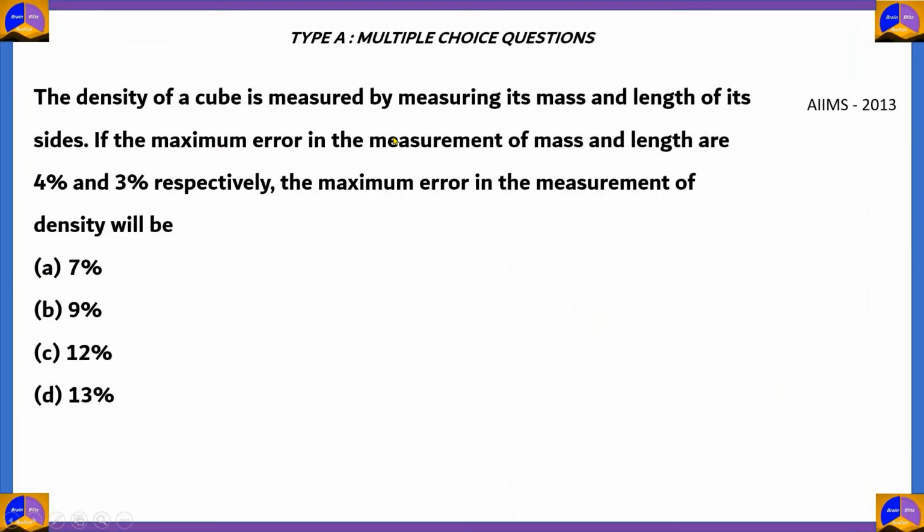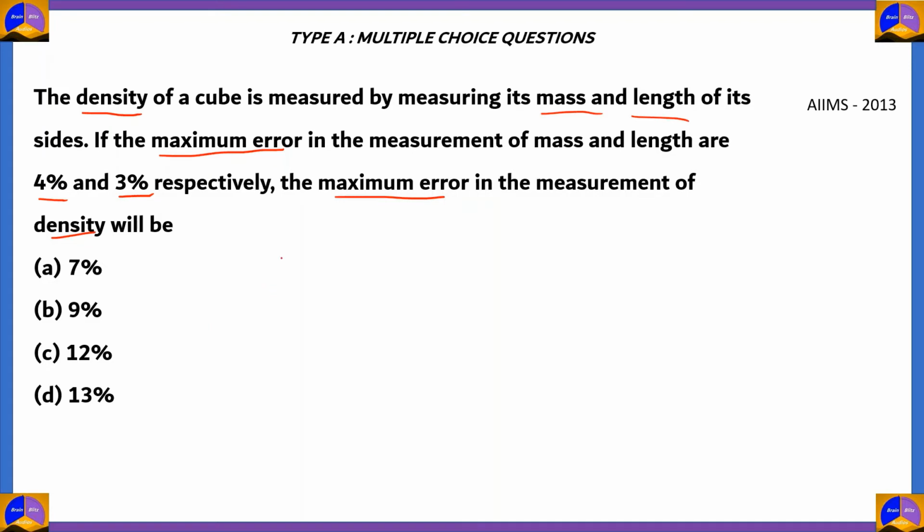So now let's move on to the next question. The question states that the density of a cube is measured by measuring its mass and length of its sides. If the maximum error in the measurement of mass and length are 4% and 3% respectively, the maximum error in the measurement of density will be 7%, 9%, 12%, 13%.